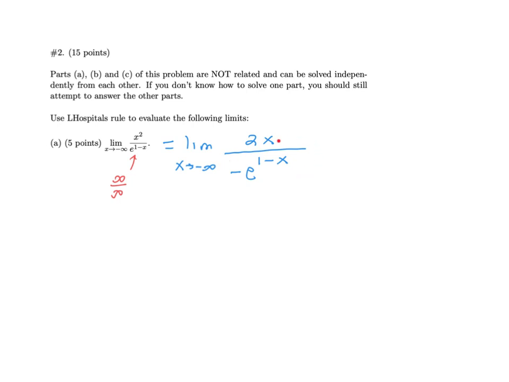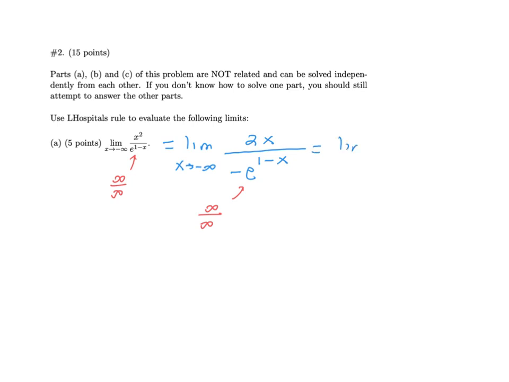I'm noticing that this is another indeterminate form. The numerator is going to negative infinity. The denominator is now going to negative infinity. This is another infinity over infinity, which means we can apply L'Hopital's rule yet again.